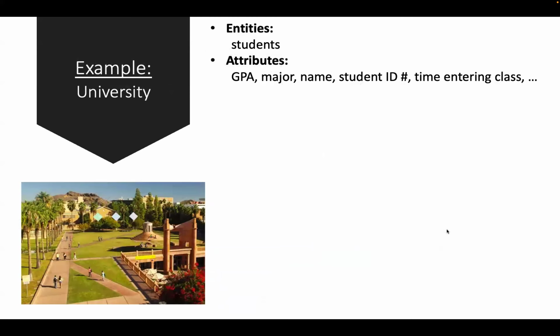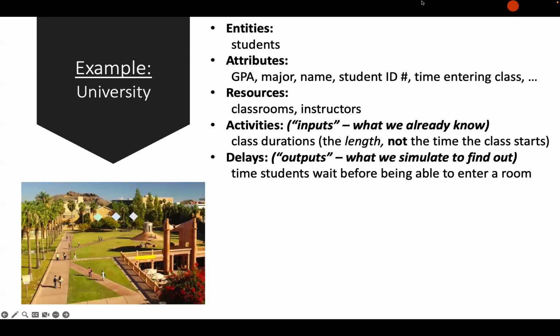Another example, a university: you might have entities that are students. They have lots of attributes associated with being a student. There are resources like classrooms and instructors.